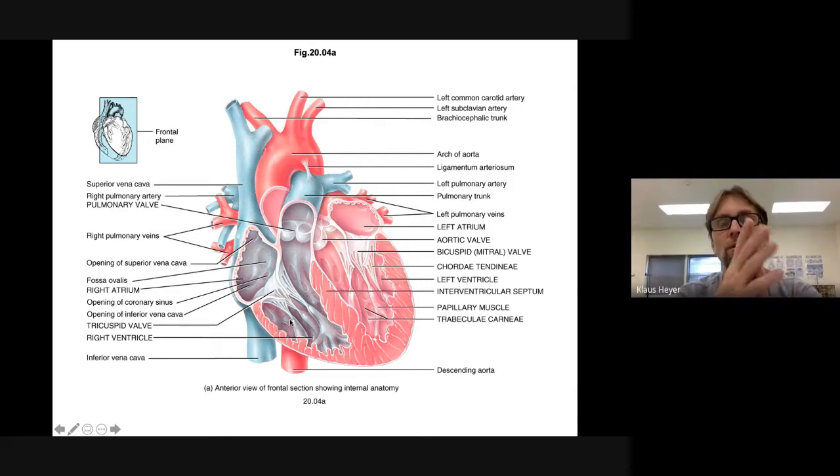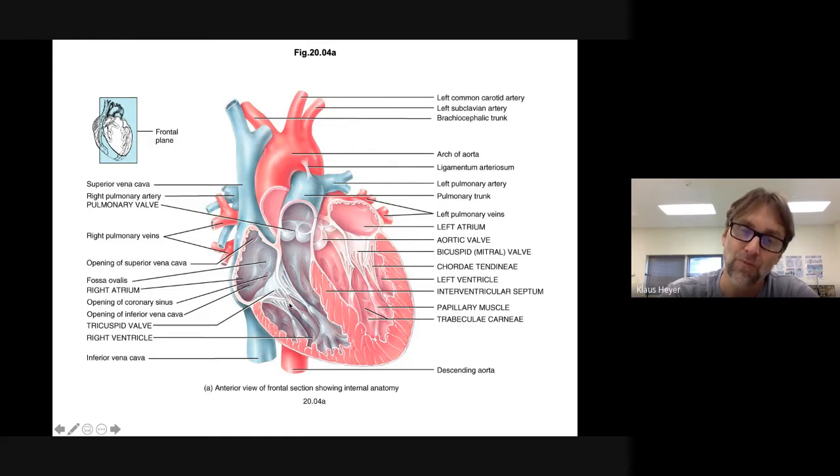So the heart carries different types of blood. The left side of the heart only deals with oxygenated blood. So I could draw a line right down the middle here and split this heart in half as far as what blood they carry.